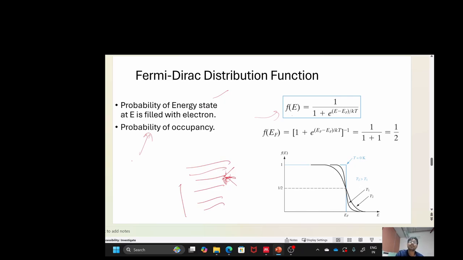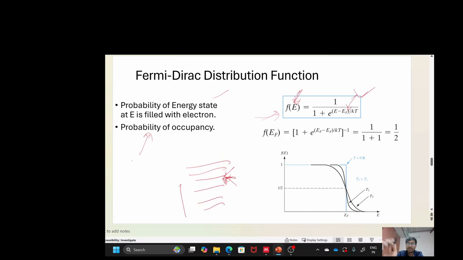F(E) is the probability of finding an electron at energy E, or the probability of occupancy of the energy level E, and it is given by 1 over 1 plus e raised to the power (E minus EF) by kT. This EF is the Fermi level. We will come to this later, but it gives the extent of electrons in the conduction band or the extent of holes in the valency band. How the Fermi level moves in the band gap gives us the extent of electrons or holes in the conduction band and valency band respectively. This is the Fermi-Dirac distribution.